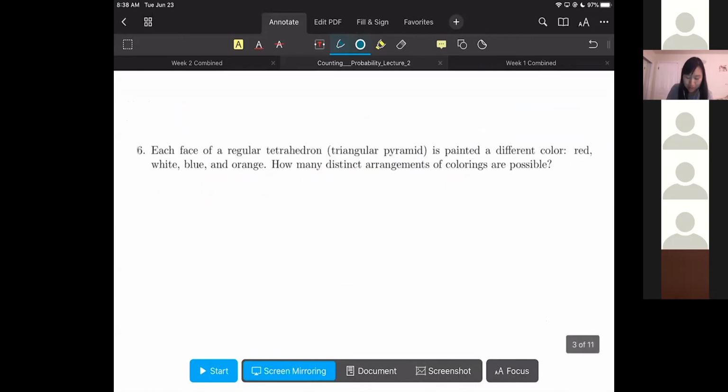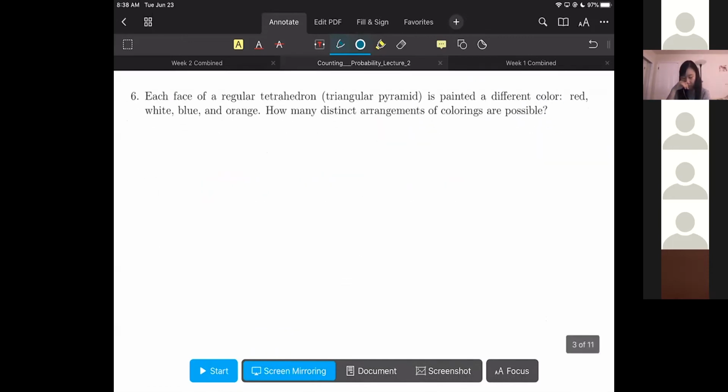So this one says each face of a regular tetrahedron, which is a triangular pyramid, is painted a different color. We'll say red, white, blue, and orange. So how many distinct arrangements of colorings are possible? I don't know if everyone knows what a tetrahedron is, so I'll do my best to draw one out here.